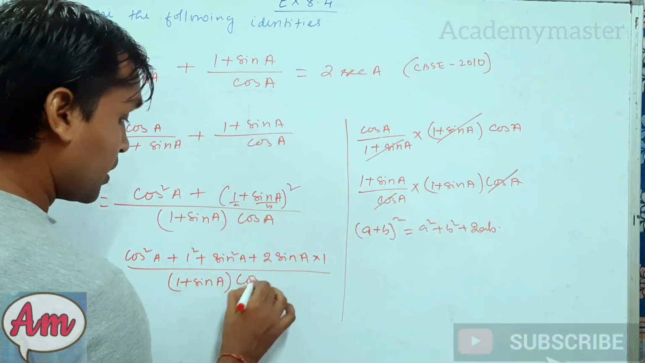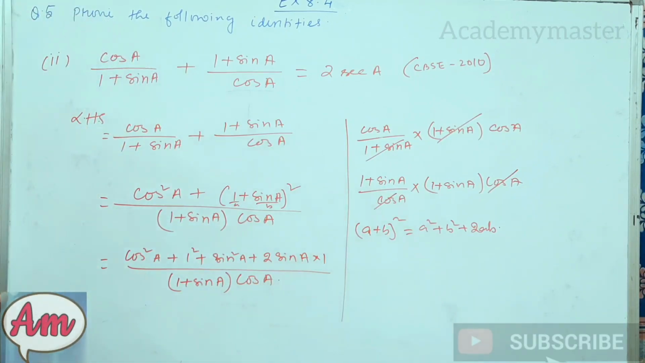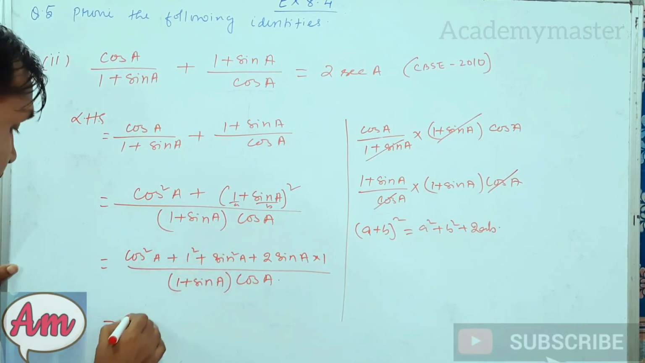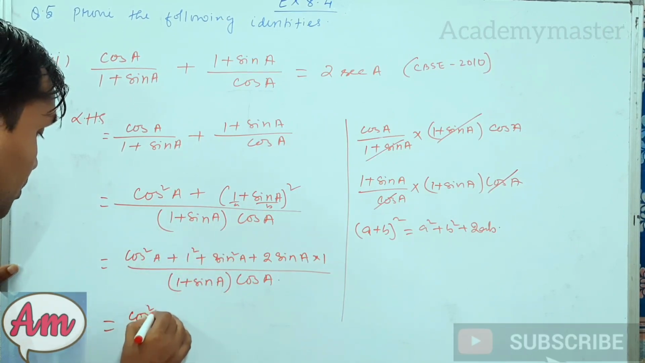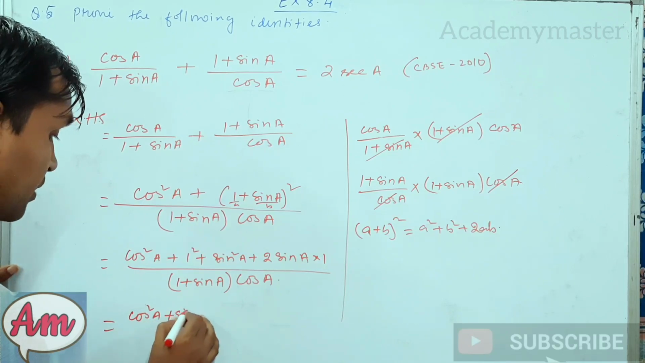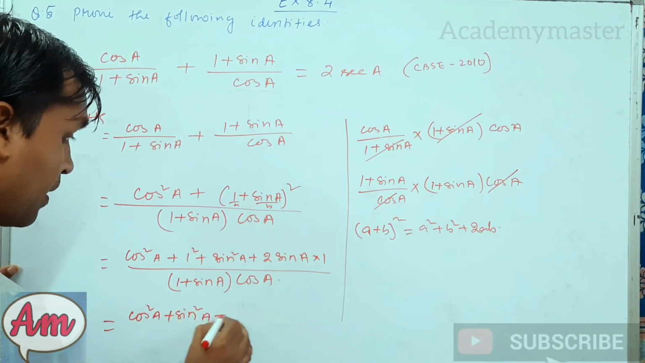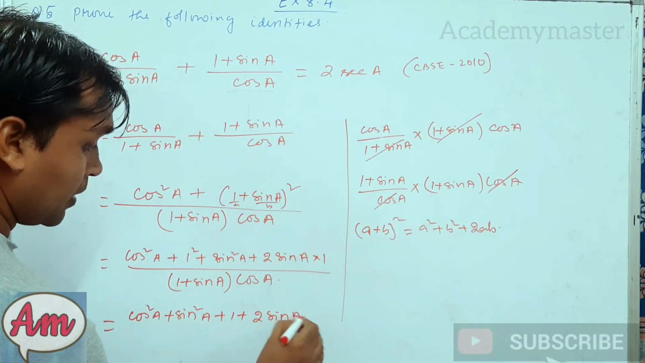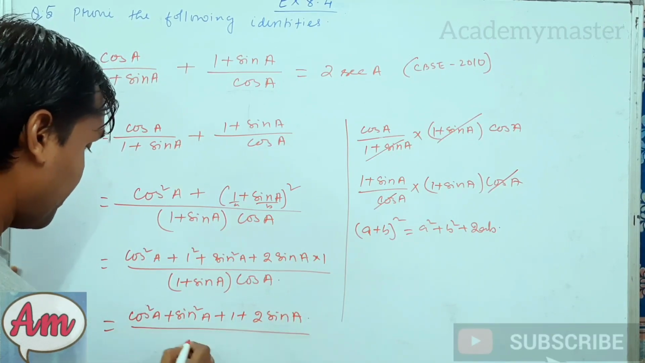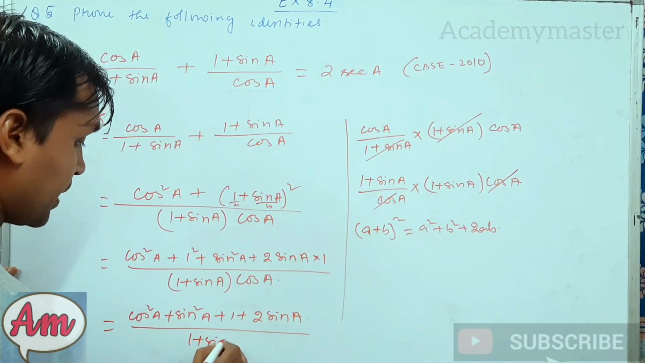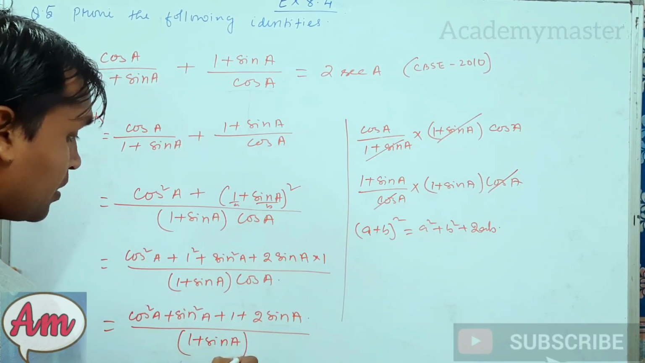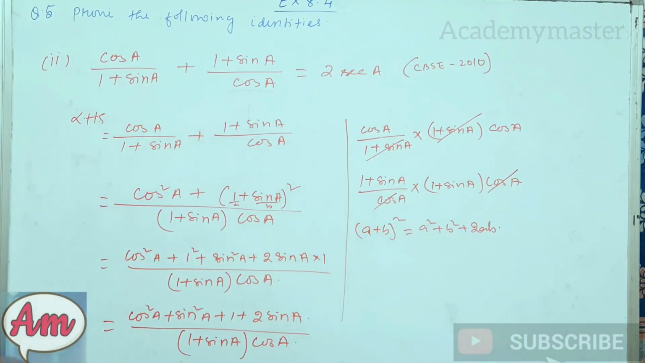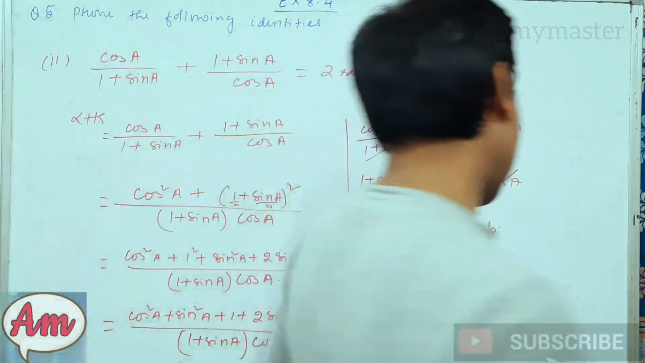into cos A. Okay, in the next step, let's bring sine square and cos square together. So it will be cos square A plus sine square A plus 1 plus sine A divided by 1 plus sine A into cos A. Okay, so up to this I hope all of you have understood well.